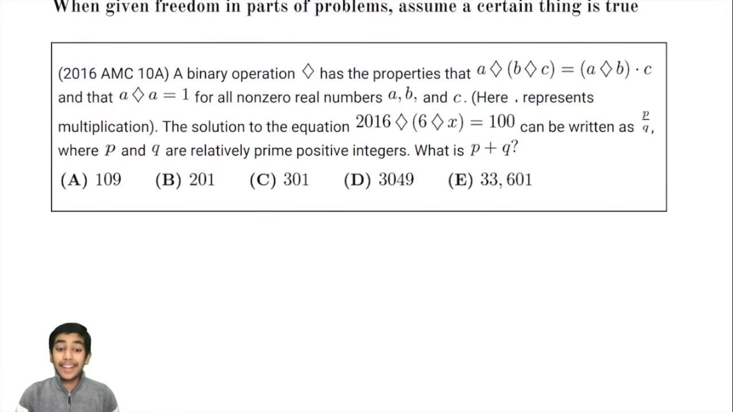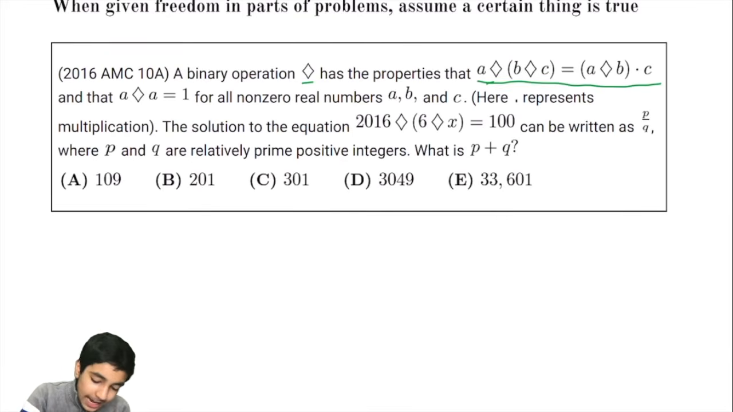Now let's move on to the last technique, and this is probably one of the most powerful ones. It's actually been known to trivialize some very late AIME problems too. So basically, we have this binary operation diamond that says A diamond something, some equation in terms of diamond. Okay, interesting. And then we have A diamond A is 1. Okay? So now what? Well, we have to find the solution to this long equation.